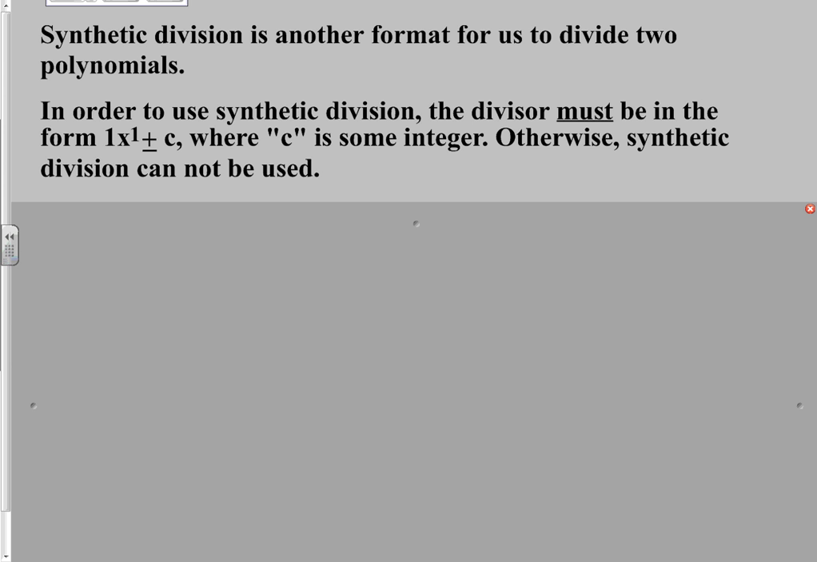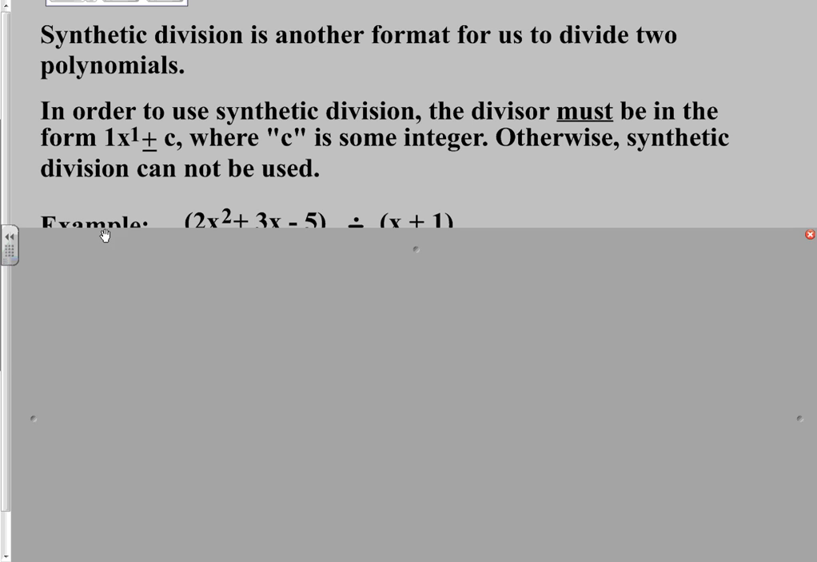So let's take a look here. We're going to start off with an example. Here we have 2x squared plus 3x minus 5, and that is being divided by x plus 1. Now remember, the 2x squared plus 3x minus 5, that is what's being divided into. That's what we call our dividend, and x plus 1 is our divisor. Now we can use long division on this problem because we can use long division on division of any two polynomials. However, synthetic division is much shorter, a little bit easier if we can use it.